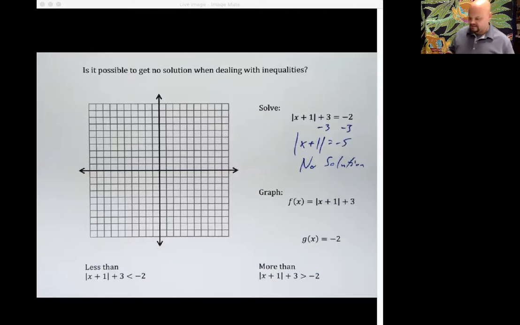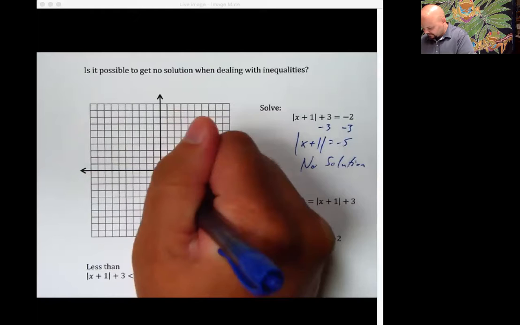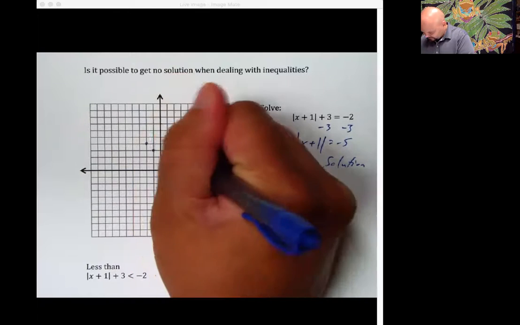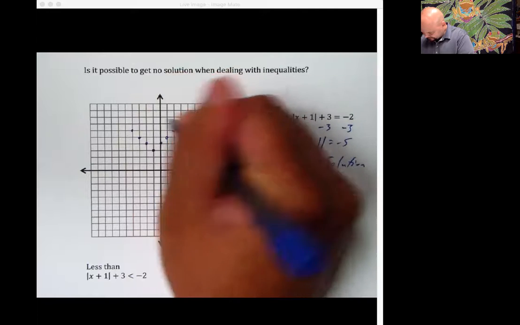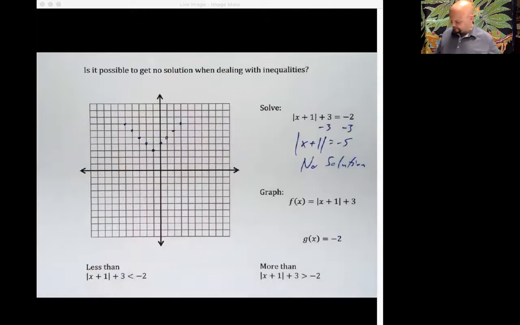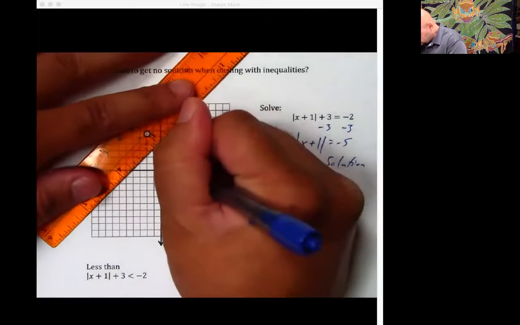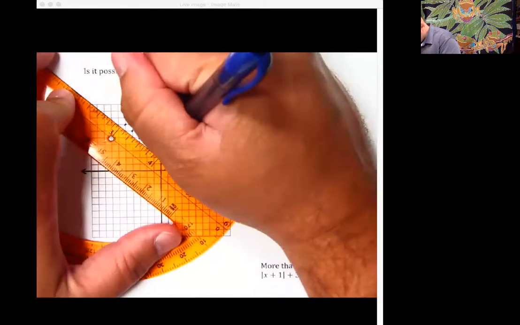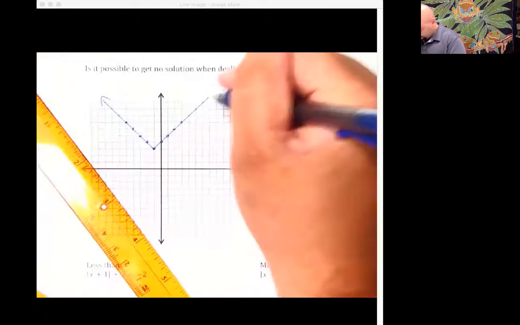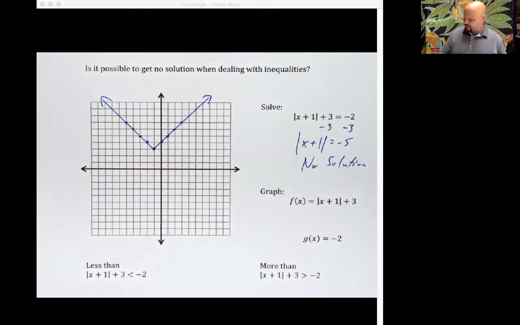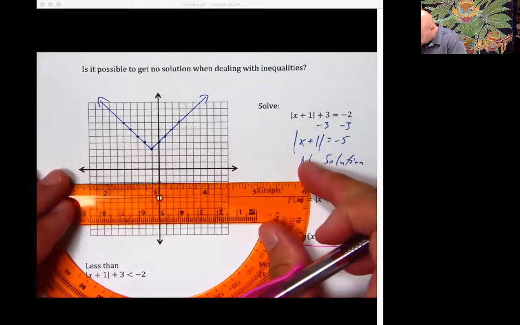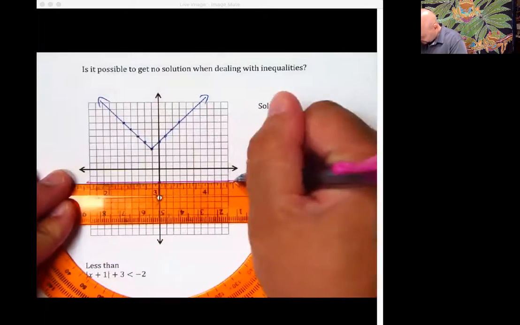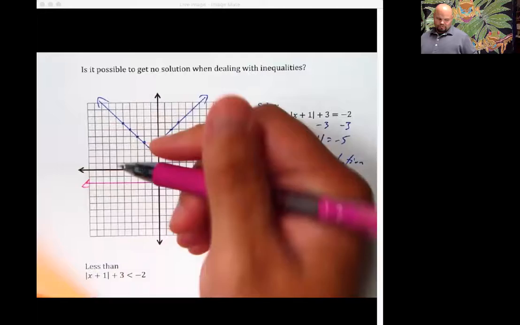Graphically, this makes so much sense. It's so easy to see. I go backwards 1, up 3. I'm going up 1 and over 1 in both directions. Remember, not quite a slope, because it's got two different slopes going either way. There we go. And then we're going to graph that g of x. Negative 2. And the sadness occurs. Ding, ultimate sadness.